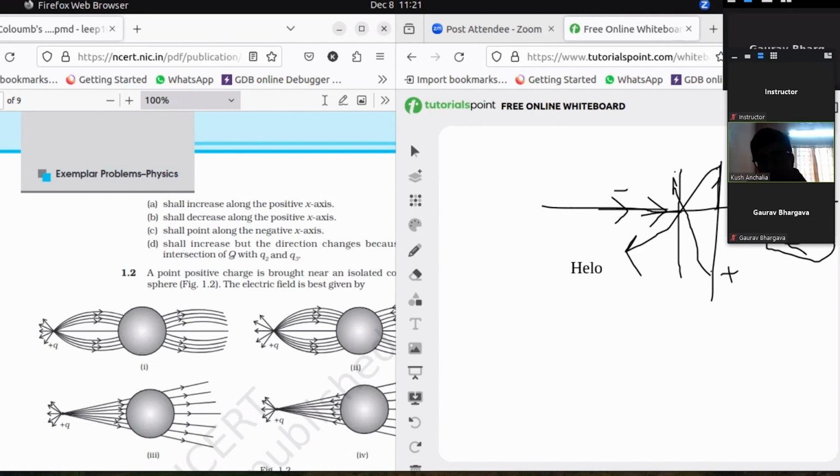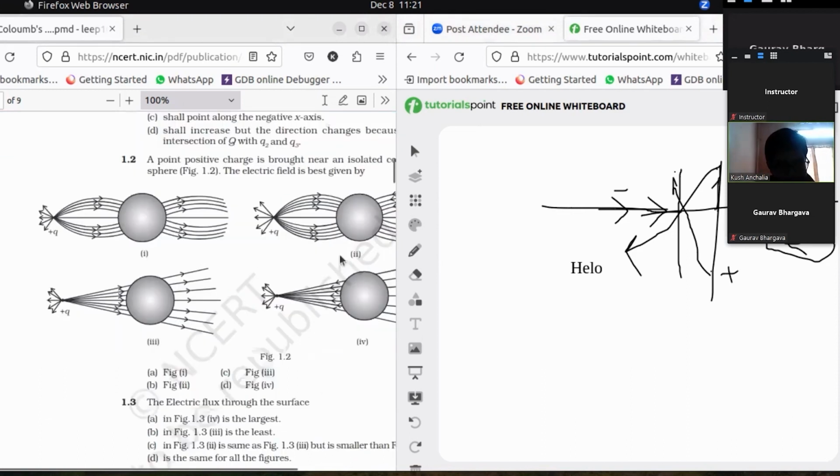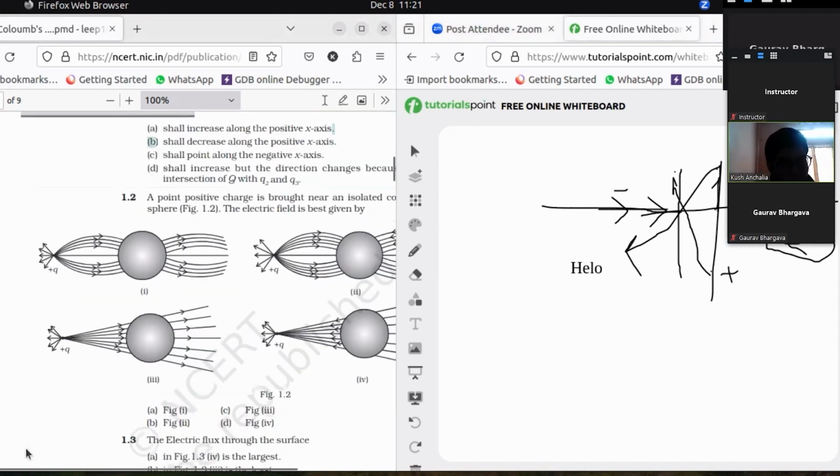So from this point until this point, the force will keep on increasing, but as it crosses x equal to 0, the direction changes because of the interaction of Q with Q2 and Q3. Shall point along the negative x direction. Shall decrease along the positive x direction. This one we can say, shall decrease along the positive direction. So, moving on to the next question.